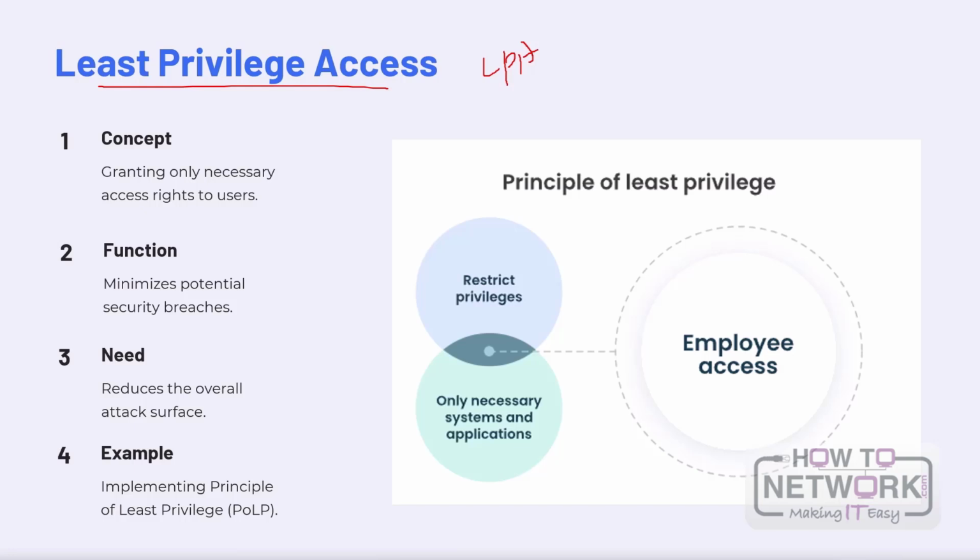Examples of least privilege are RBAC, or role-based access control. You have just-in-time access, JITA, regular access reviews, and segregation of duties. Okay.